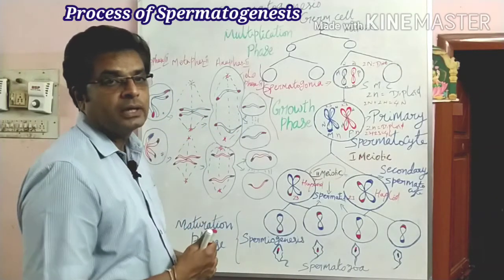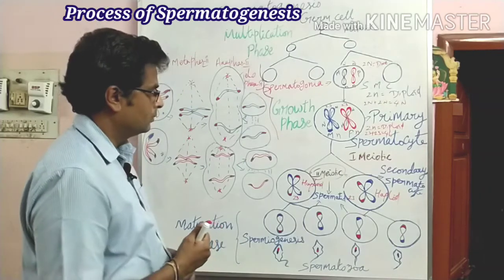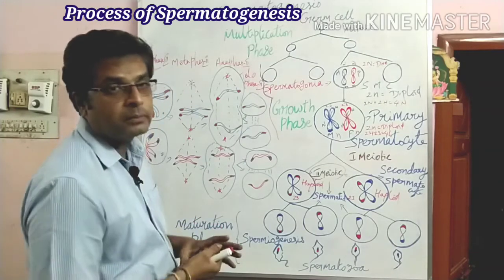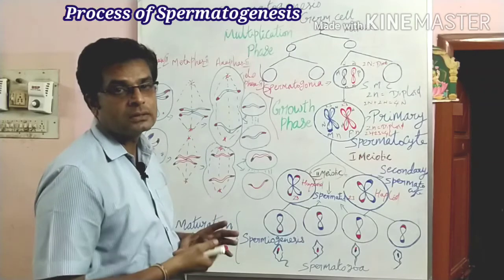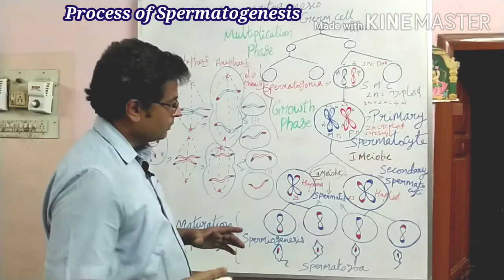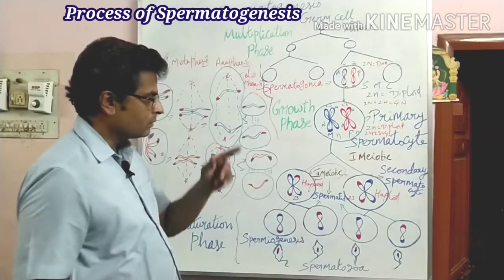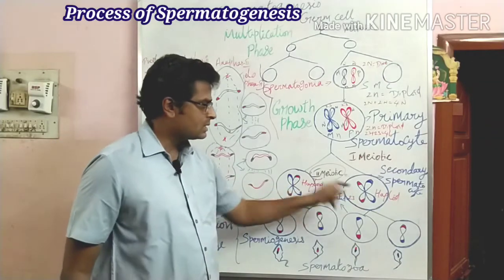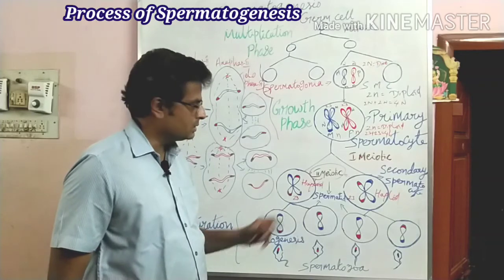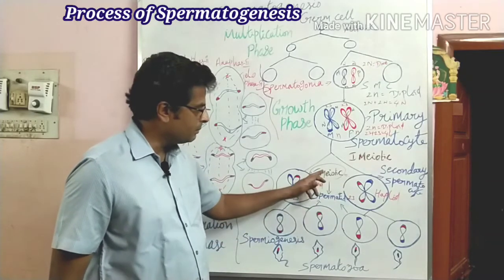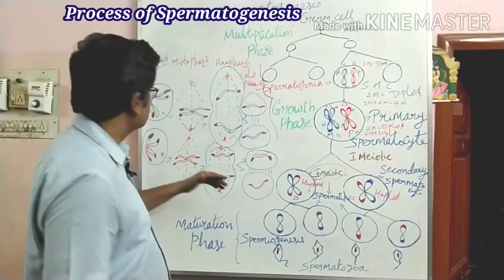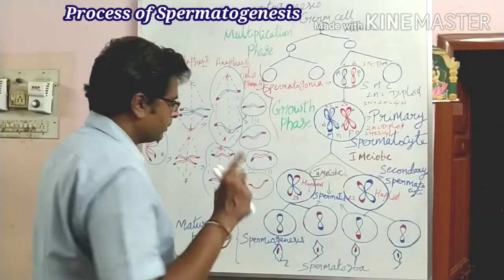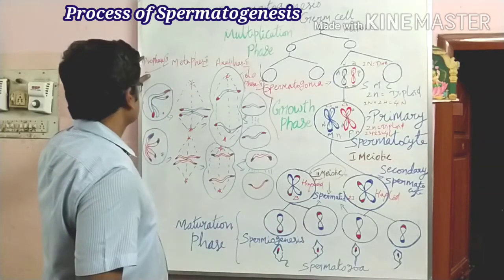Next, after completion of telophase 1 in the first meiotic division, two cells are formed. I told you these two cells are secondary spermatocytes. Now the secondary spermatocytes enter the second meiotic division, which begins with prophase 2.